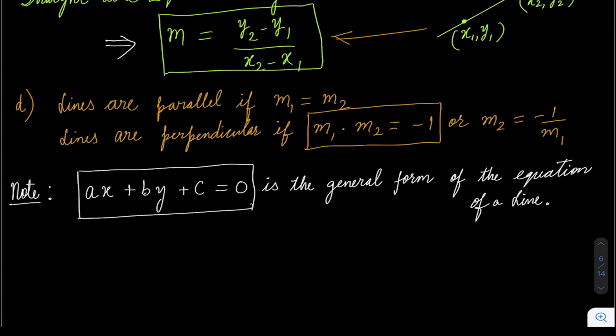And then we saw that if two lines are parallel, their gradients are equal. If two lines are perpendicular, then the gradient product is -1. Or you can say the gradient of one is the negative reciprocal of the other gradient.